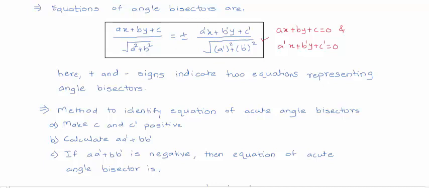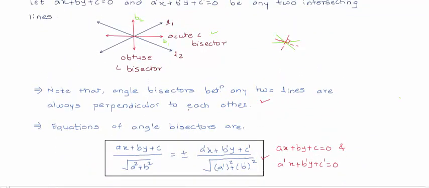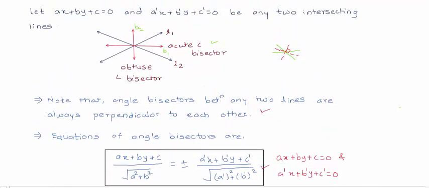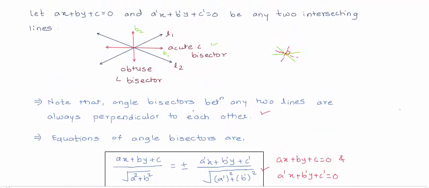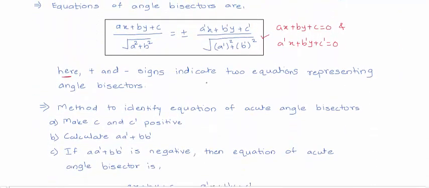Now why there is plus or minus? We have mentioned it here. Plus and minus signs indicate two equations representing two angle bisectors. As you can see in the diagram, there are two angle bisectors, right students? So these two angle bisectors are represented by plus and minus sign. So when you use plus, you get the first equation. For minus, we get the second equation.